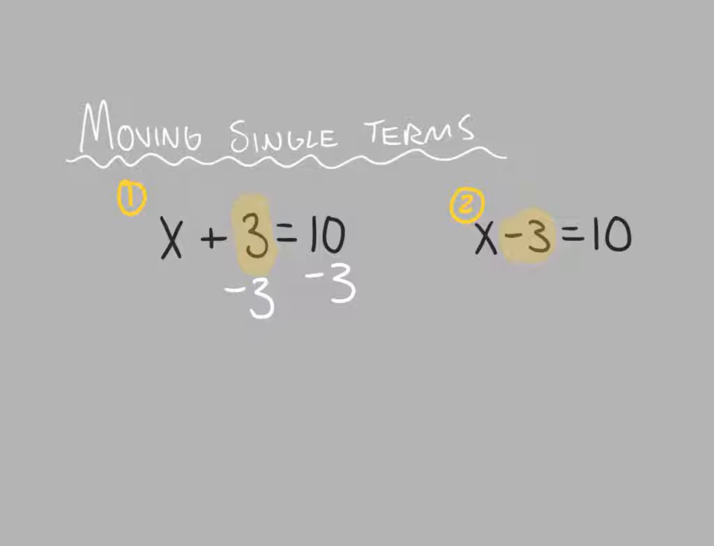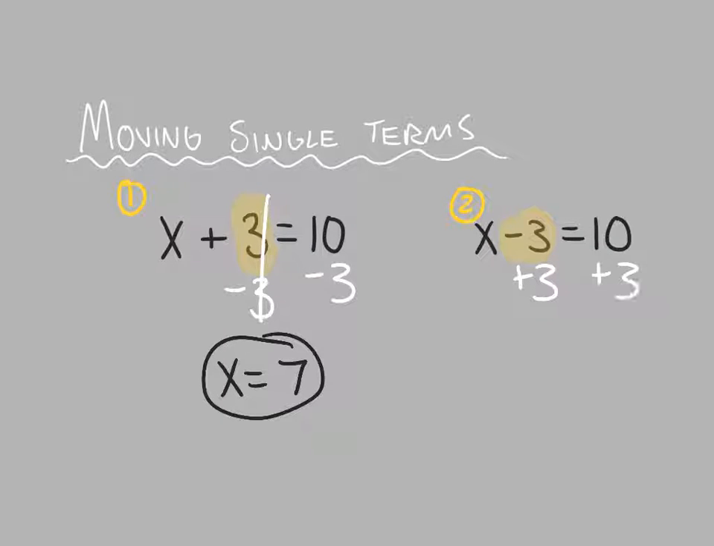When we do, our two 3's cancel out, and we get a final answer of x is equal to 7. In our other equation, what we're going to need to do is add a 3 to both sides. And when we do, these cancel out, and we get a final answer of x is equal to 13.